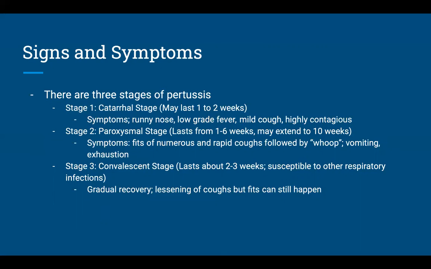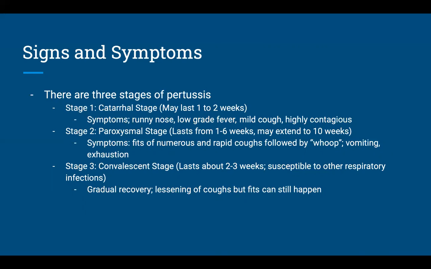The catarrhal stage may last about 1 to 2 weeks and include symptoms such as runny nose, low-grade fever, and a mild cough. During this time, you are the most contagious to those around you. The second stage is known as the paroxysmal stage. This lasts for about 1 to 6 weeks, but may extend to 10 weeks. Symptoms include fits of numerous rapid coughs followed by a whooping sound. There are also symptoms such as vomiting and exhaustion after coughing fits.